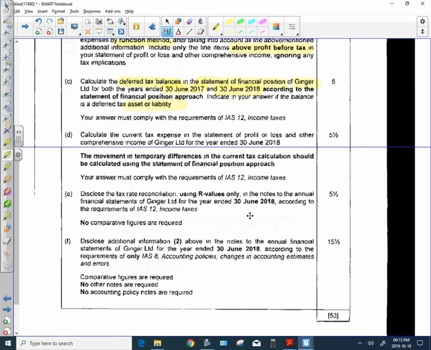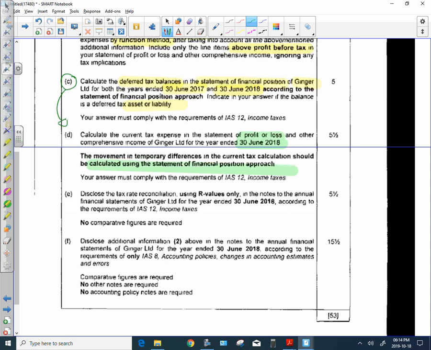Next question is to calculate the current tax expense in the statement of profit and loss and other comprehensive income of Ginger Limited for the year ended 30 June 2018. The movement in temporary differences in the current tax calc should be calculated using the statement of financial position approach. So to complete question number D, you will need the answer from question number C.